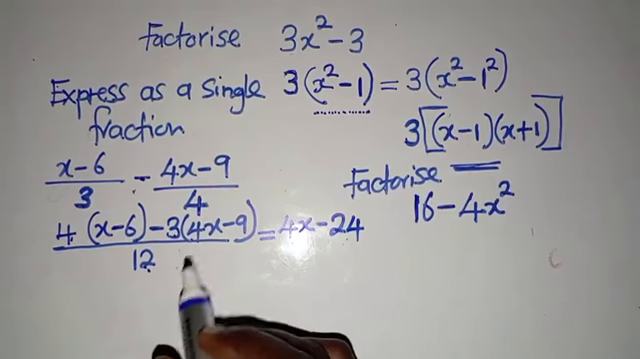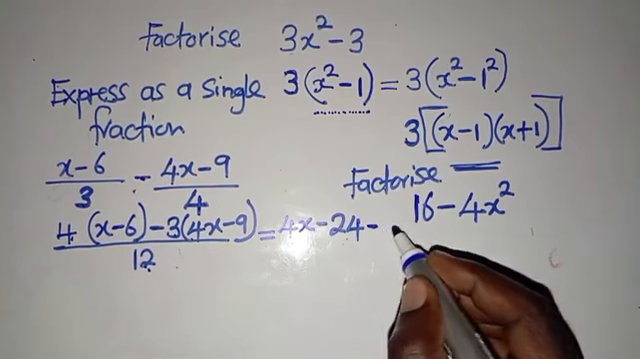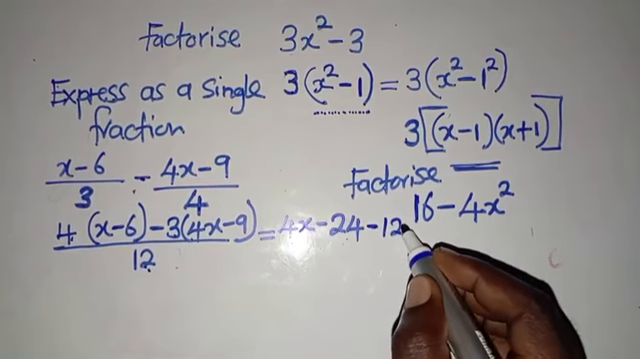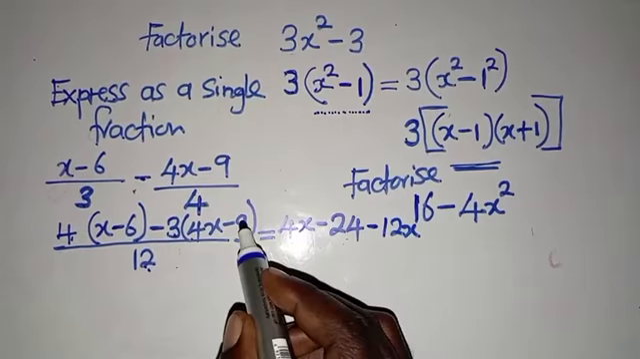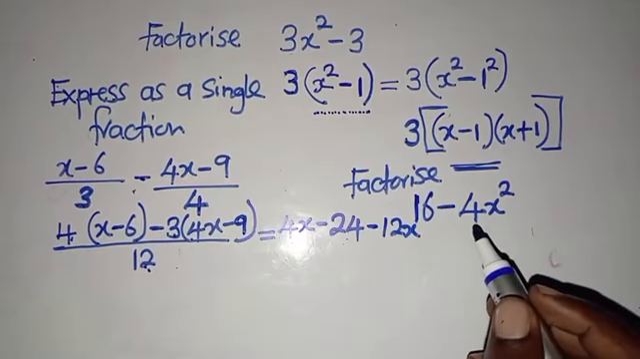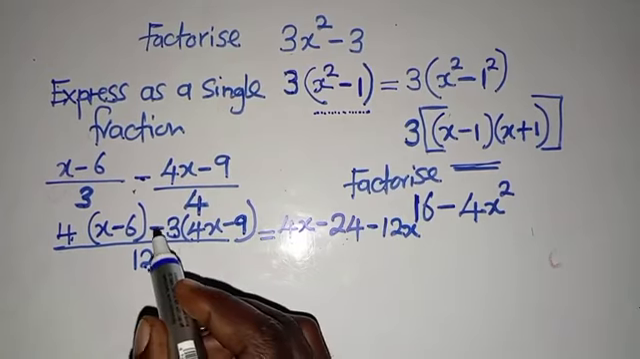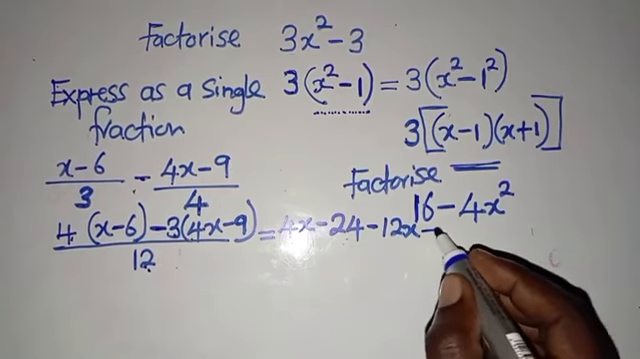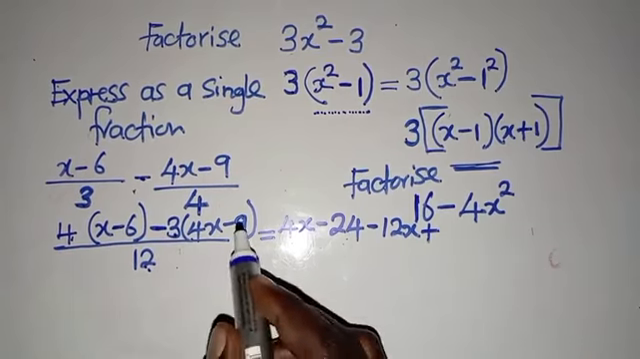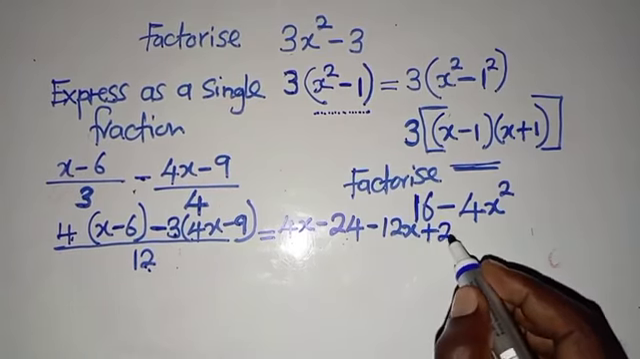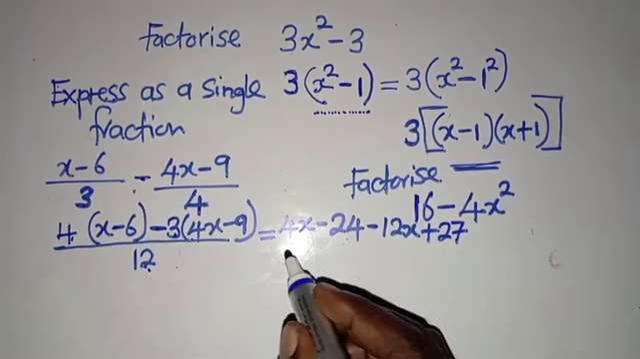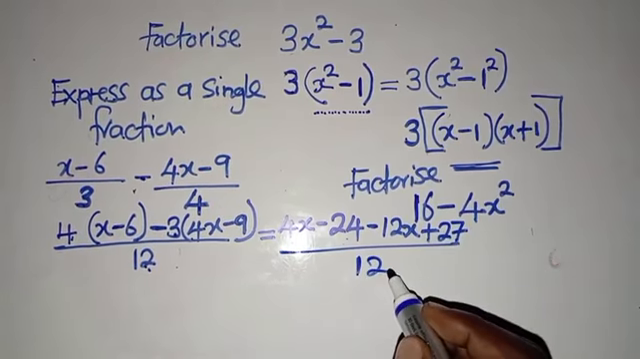So 3 times 4x, that is negative 12x. Then 3 times 9, that is 27. So we've got negative times negative, that is a positive. So 3 times 9, that is 27, isn't it? 27. Then over 12.